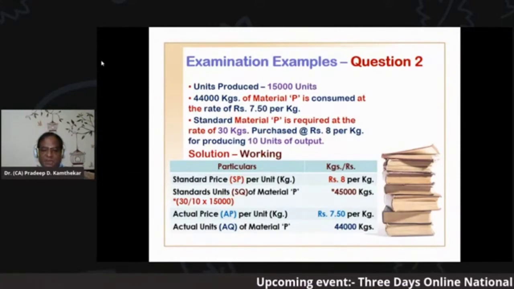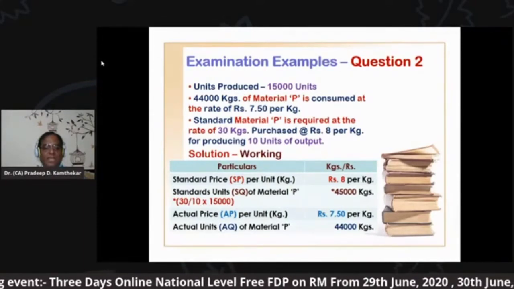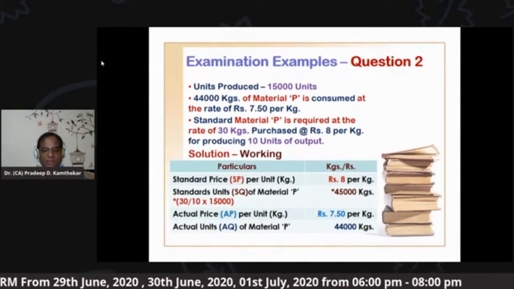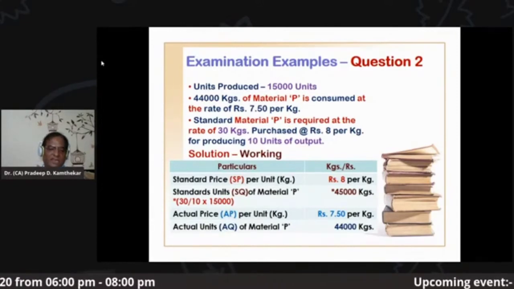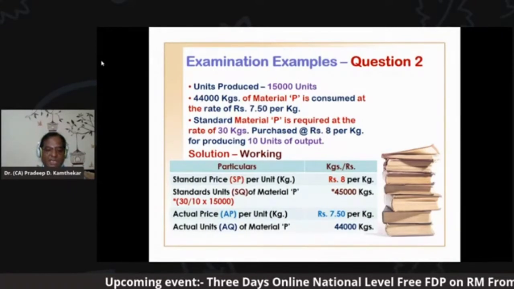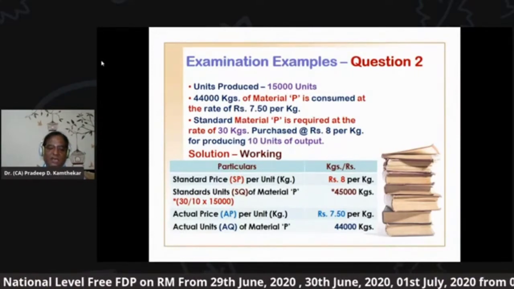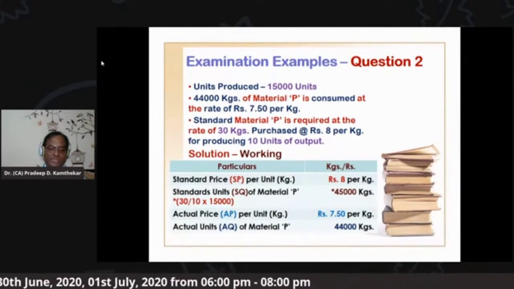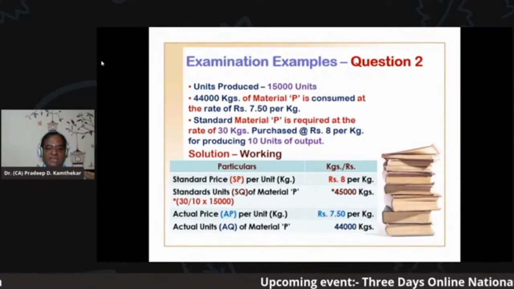Standard price per kilogram is readily given as 8 rupees per kilogram. So we know SP and SQ now. Actual price per kilogram is again readily given, 7.5 per kg. So AP is 7.5, and the actual material quantity used is given as 44,000 kilograms, that is AQ. Once we have SP, SQ, AP and AQ for the actual production of 15,000 units, we simply have to put in the formulas as we have seen in the previous solution, and we can calculate the variances. Let us see this variance calculation in the next slide.